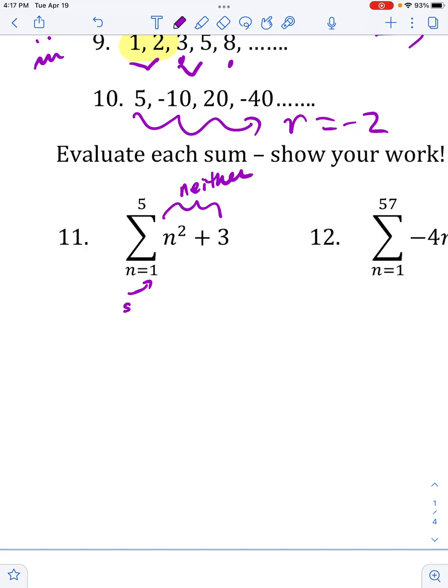This is the first number that I start with for plugging in, and this is where I stop. So I'll need to find the first term by plugging in a 1. Then I find the second term by plugging in a 2. So that's 4 plus 3.